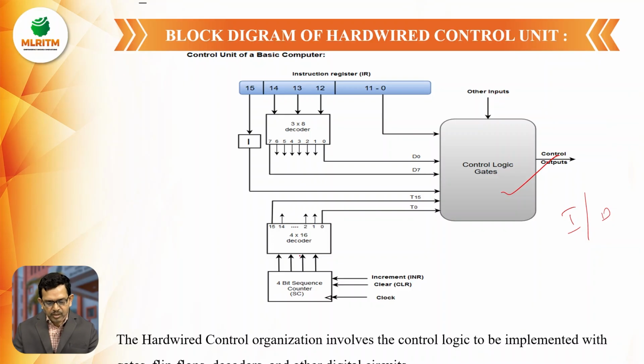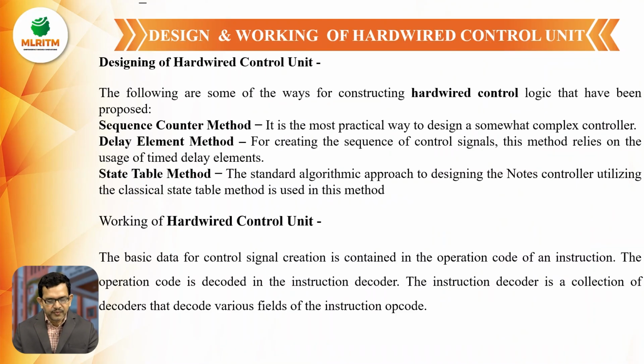Next, finally, if we see the 4x16 decoder, the 4x16 decoder will try to make the adjustments which are given by the input from the instruction register. So all these inputs are taken by the control logic gate, where the control logic gate will process all the instructions and give the output. Right? So in this way, we can see how the design of the hardware control unit is done. So how to design a hardware control unit? Once the designing of the hardware control unit is done, next we will see the working of the hardware control unit.